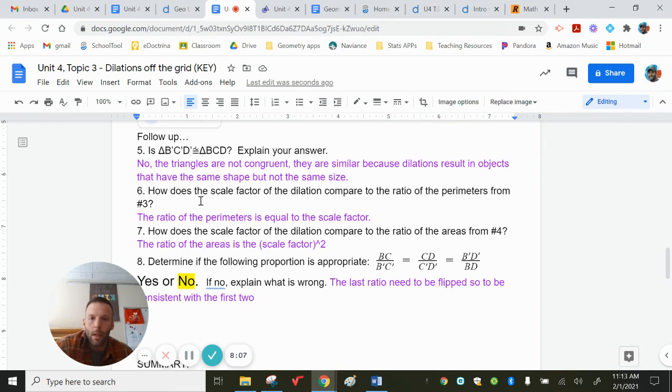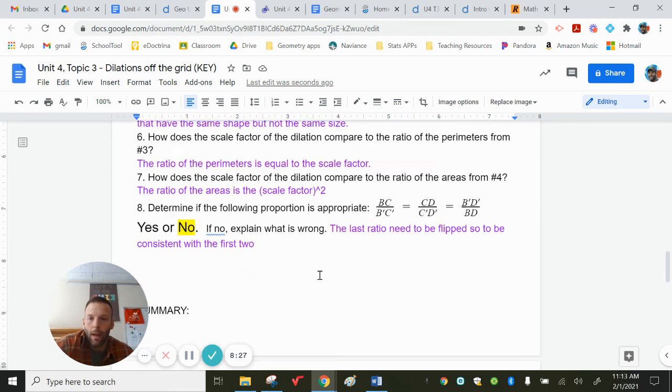Follow up, how does the scale factor for the dilation compare to the ratio of the perimeters from question 3? The ratio of the perimeters is equal to the scale factor. For question 4, how does the scale factor of the dilation compare to the ratio of the areas? The ratio of the areas is the scale factor quantity squared.